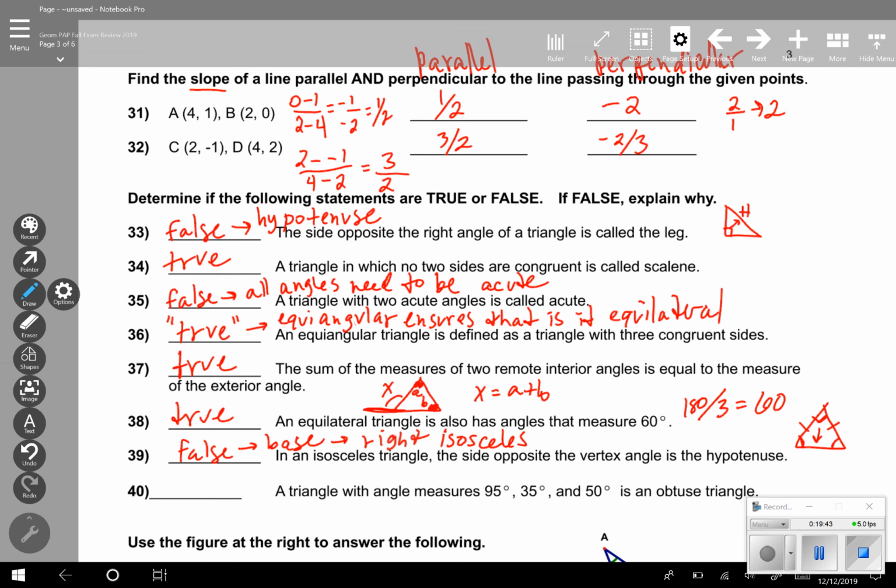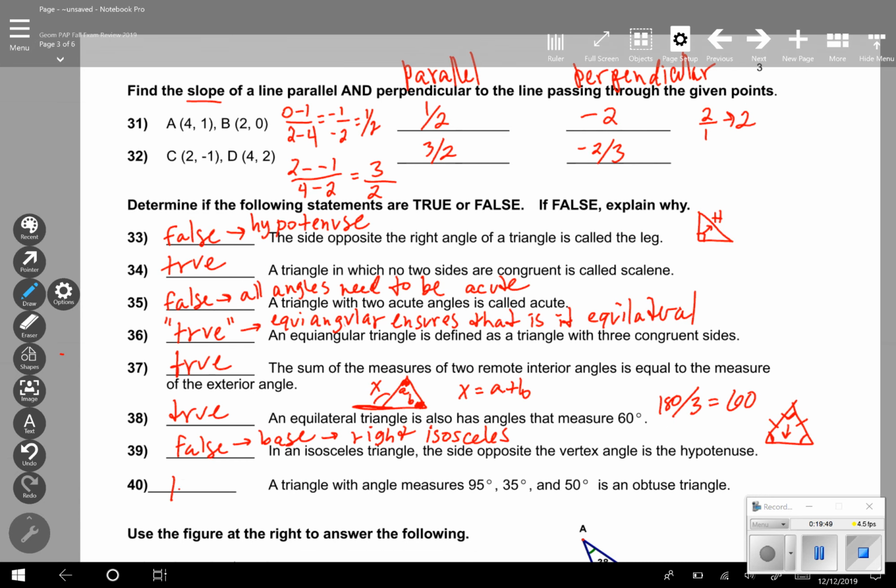A triangle with angle measures 95, 35, and 50 is an obtuse triangle. True. Okay, 95, that's greater than 90, so it's got an obtuse angle.